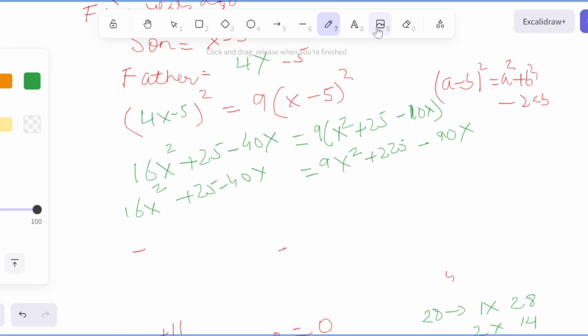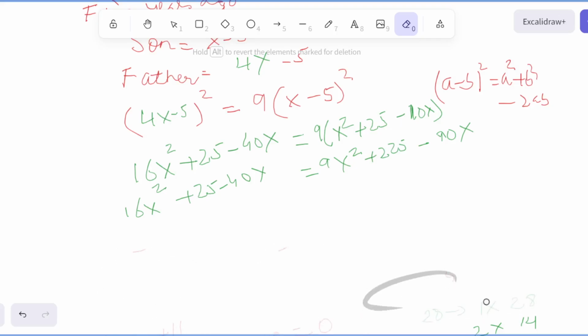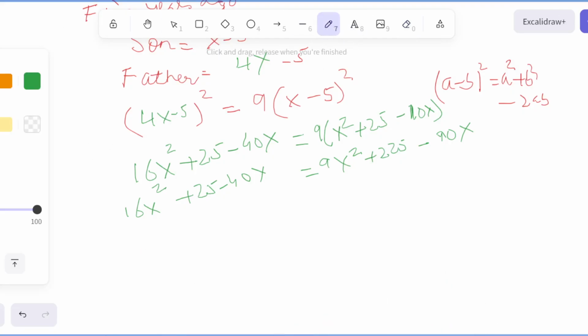Now we'll bring it to the other side, buddy, how we did it last time. Wait, are you playing with the laser pointer too?